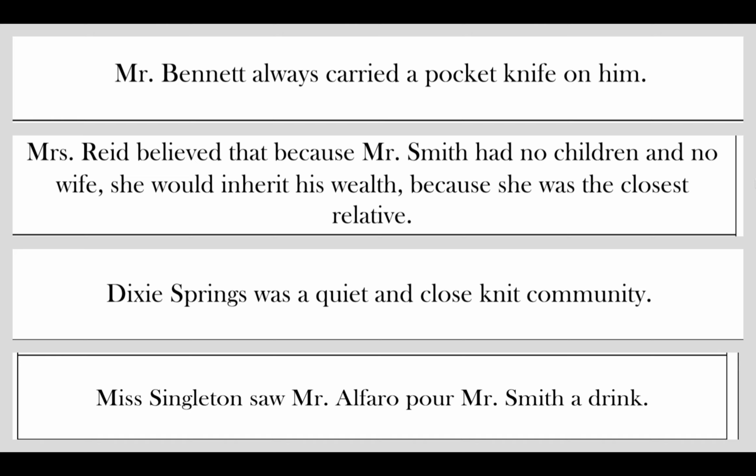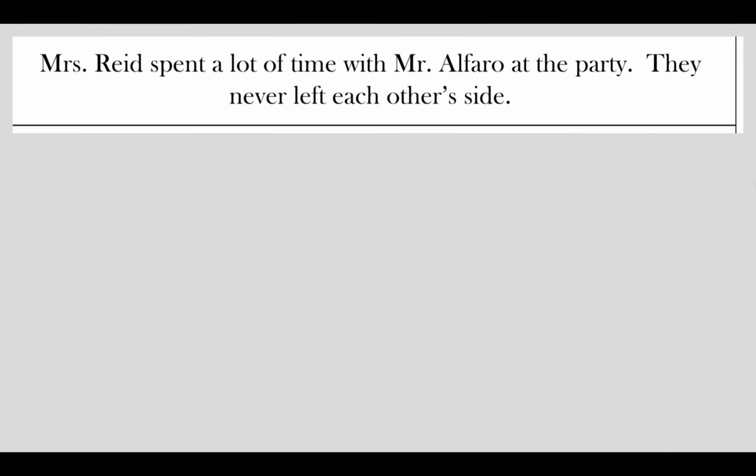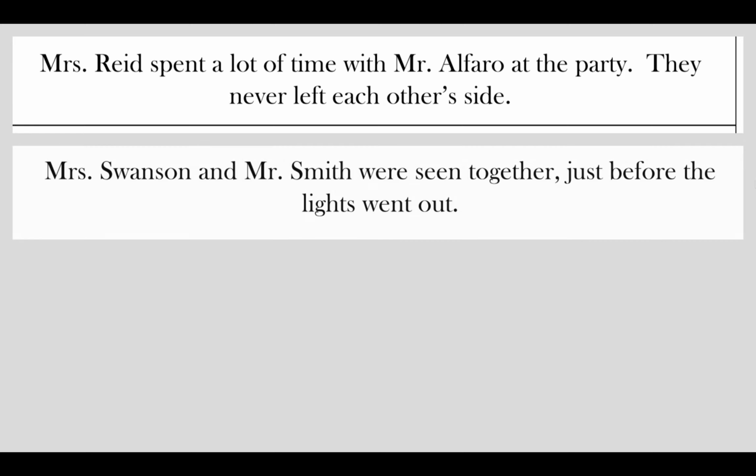So why is this clue important? Why would Mr. Alfaro pour Mr. Smith a drink? Mrs. Reed spent a lot of time with Mr. Alfaro at the party. They never left each other's side. Why were they together? Mrs. Reed and Mr. Alfaro. Then Mrs. Swanson and Mr. Smith were seen together just before the lights went out. So Mrs. Swanson knows a lot of information, make an inference on why they were together.